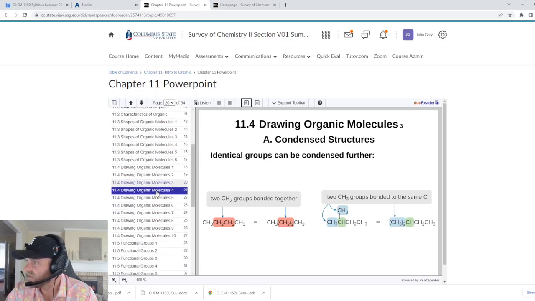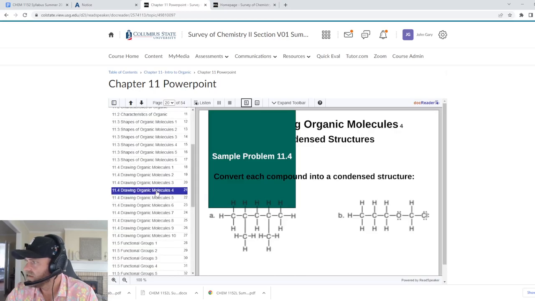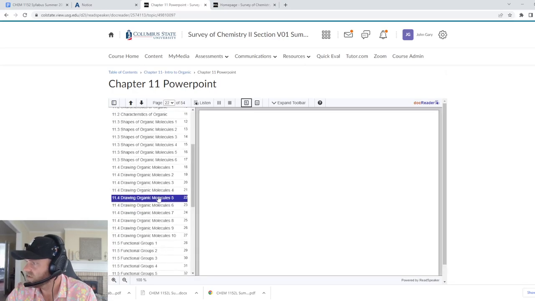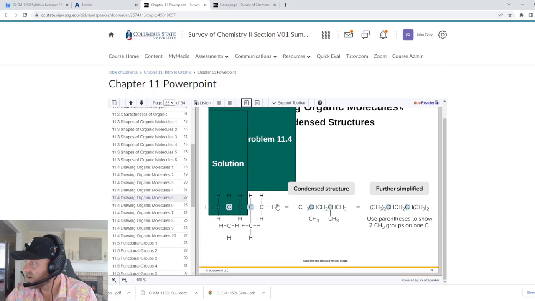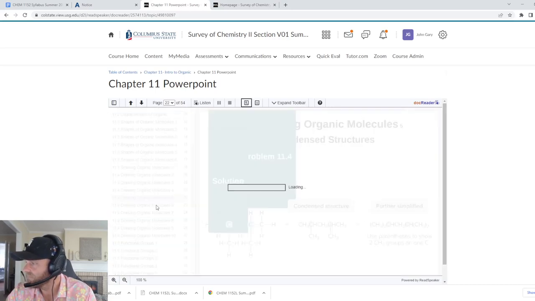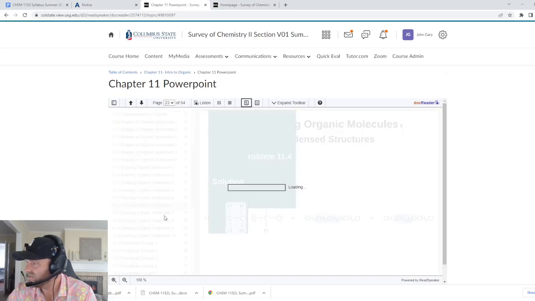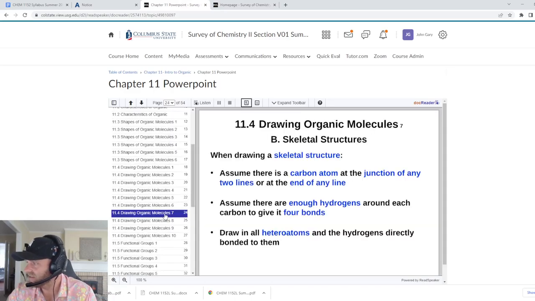Let's see, where was our expanded? Expanded, so sample problem, convert those into condensed structural formulas. And then I imagine it'll go through there and do that. See here how it has just two methyl groups coming off of that carbon. So these are just basic rules. You'll just follow along. Try these out. You will do some of this in Alex as well. So it's not a bad idea to practice here and then go into Alex and try it.